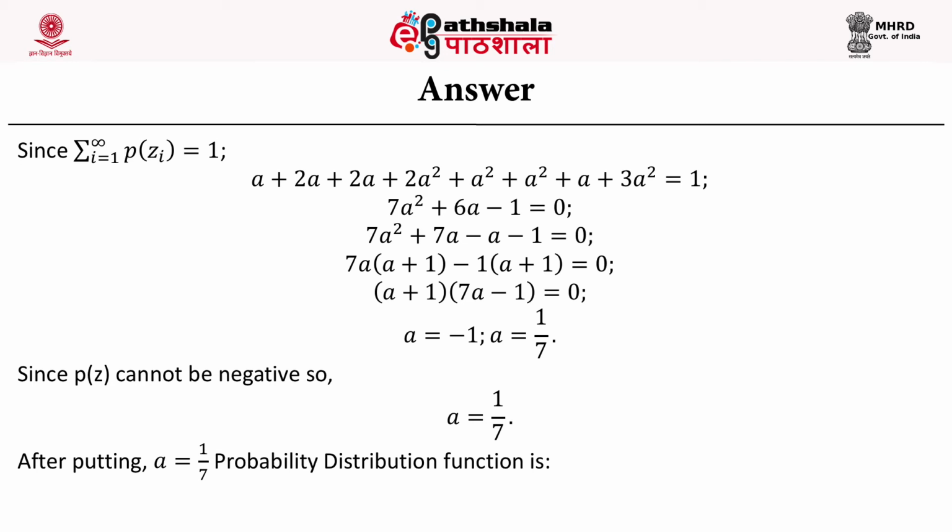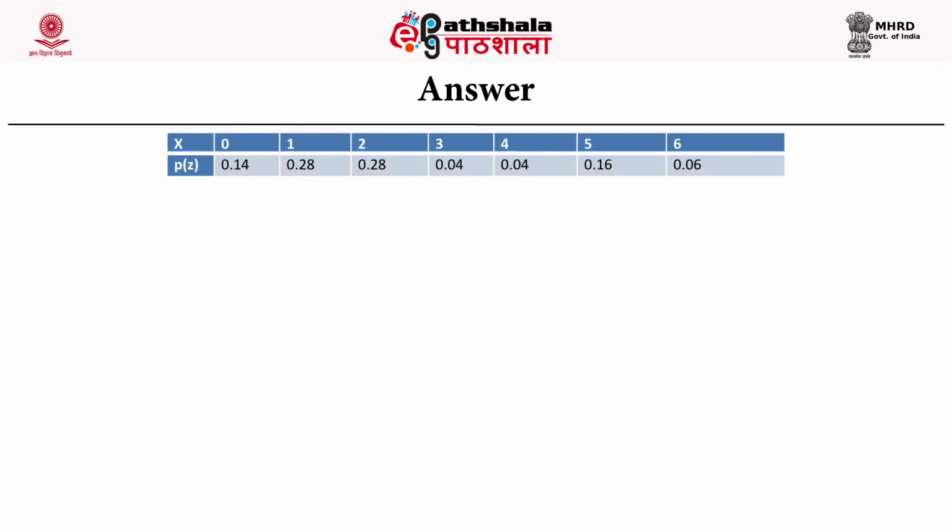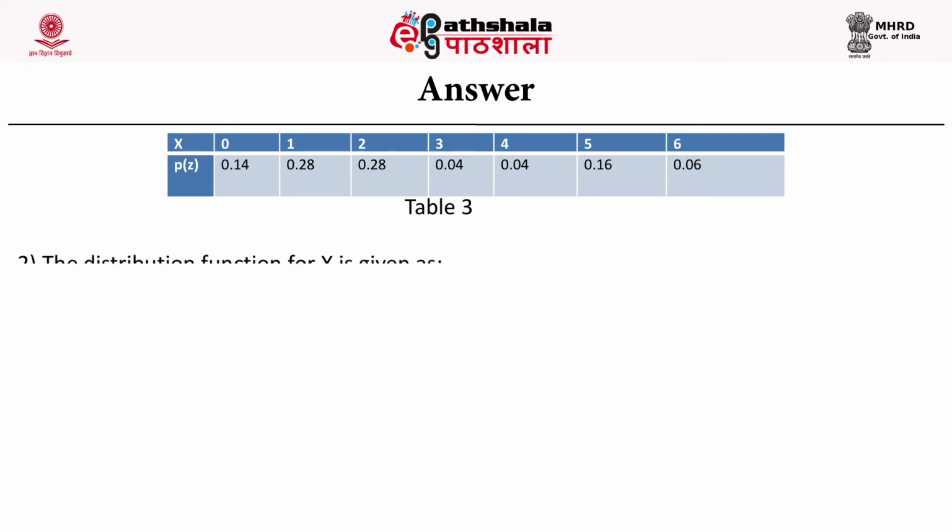After taking a equal to 1 by 7, you can find the probability distribution function. The possible values of x are 0, 1, 2, 3, 4, 5, 6, and after putting in the value of a, the probability of x equal to 0 is 0.14, probability of x equal to 1 is 0.28, probability of x equal to 2 is 0.28, probability of x equal to 3 is 0.04, and so on. The probability of x equal to the next value is 0.06.